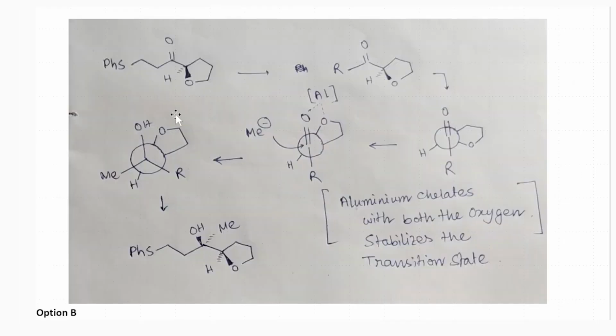And then if you go through the steps, what you will find here is that the addition of aluminum has an important consequence. Aluminum is again a chelating agent. So the most reactive conformation is the one where aluminum is chelating to both the carbonyl as well as the oxygen. And so this is going to be the most reactive conformation. And now if Me minus adds, you will end up with this product here, which if you redraw, you get the structure here. And therefore, when you go back and look at the choices, this is going to correspond to choice B.